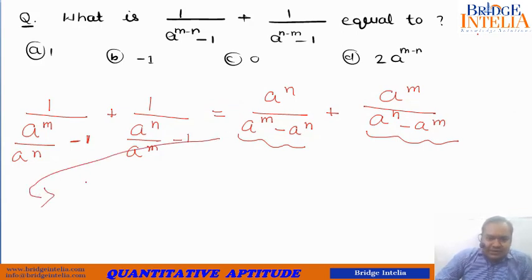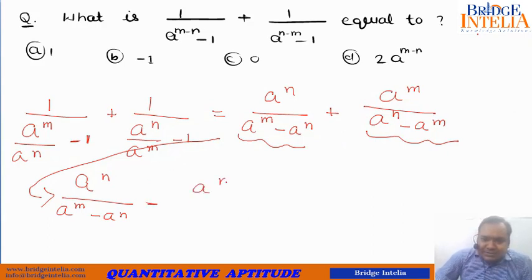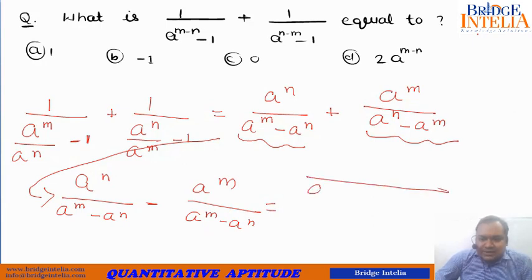So this can be written as a to the power n by a to the power m minus a to the power n. It would have been way better if both these denominators were the same. So let's make them the same. The sign would change here: plus would become minus, and this would then become a to the power m minus a to the power n. Now both the denominators are the same, so you can take it commonly. You can say this is equal to minus 1.